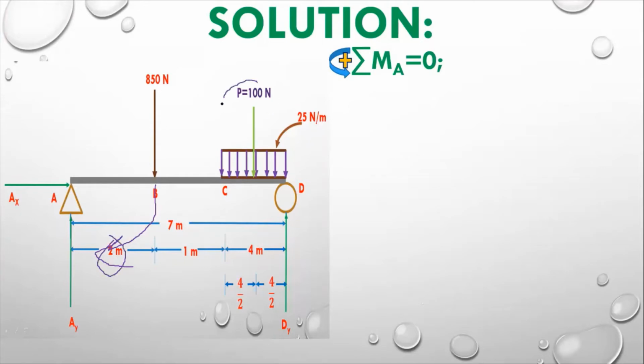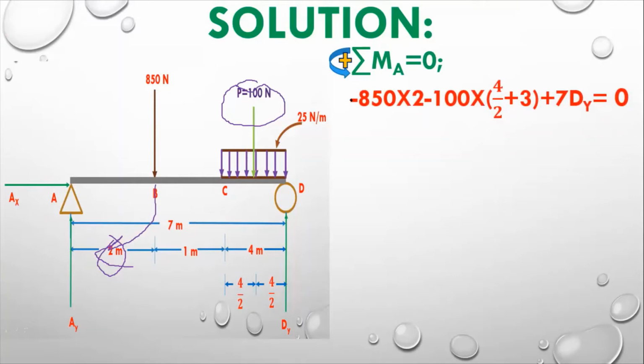And when we rotate the 100 Newton, which is the converted load from the UDL, we have to cover this distance. This distance will be 4 divided by 2 plus 1 plus 2. So it will be minus 100 into 2 plus 1 plus 4 upon 2. The other force is Dy, the support reaction, and it should be multiplied with 7 meters. So you can see minus 850 into 2 minus 100 into 4 upon 2 plus 3, and then plus 7 Dy equals 0. So Dy equals 314.28 Newton.